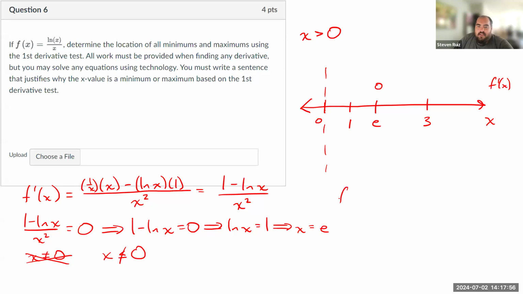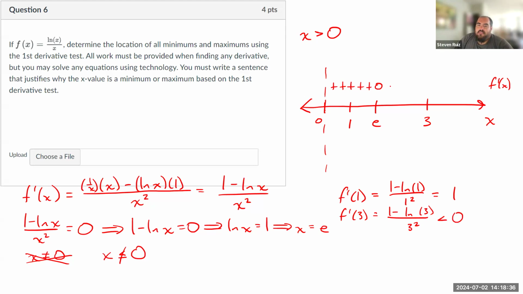So let's find that. F prime of 1 is equal to 1 minus natural log of 1 over 1 squared. That's equal to 1. So that's positive. What about f prime of 3? That's 1 minus natural log of 3 over 3 squared. Natural log of 3 is a number that's bigger than 1. So this is going to be a negative number. So what does this tell me?